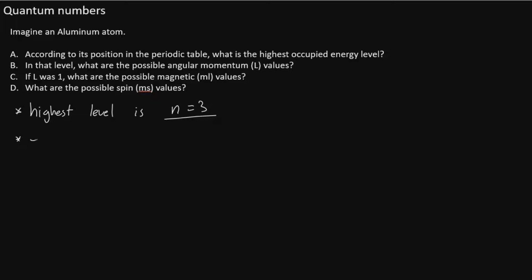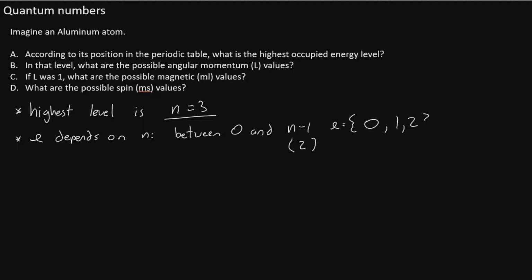Now, our L values depend on N. The possible values for L are between 0 and N minus 1. Now, our N is 3, therefore N minus 1 would give 2. So the possible values for L are 0, 1, and then we stop at 2. We use only whole numbers starting from 0, and we stop before we reach 3.